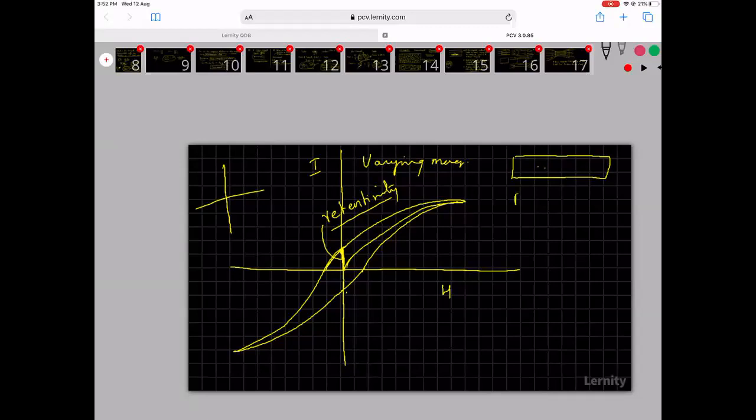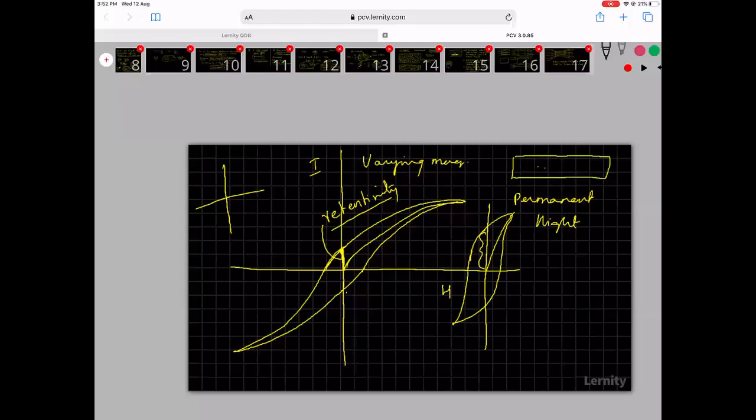Now, if you want to have a permanent magnet, you would want high retentivity, so that even after you have removed the external field, the amount of magnetic field remaining is still high. So you would want a curve which looks something like this. So the retentivity is high.